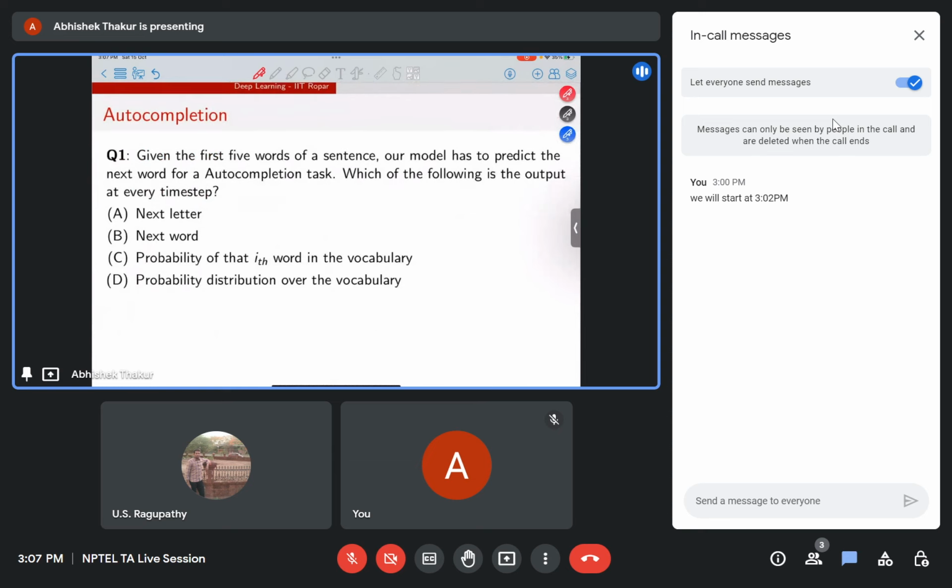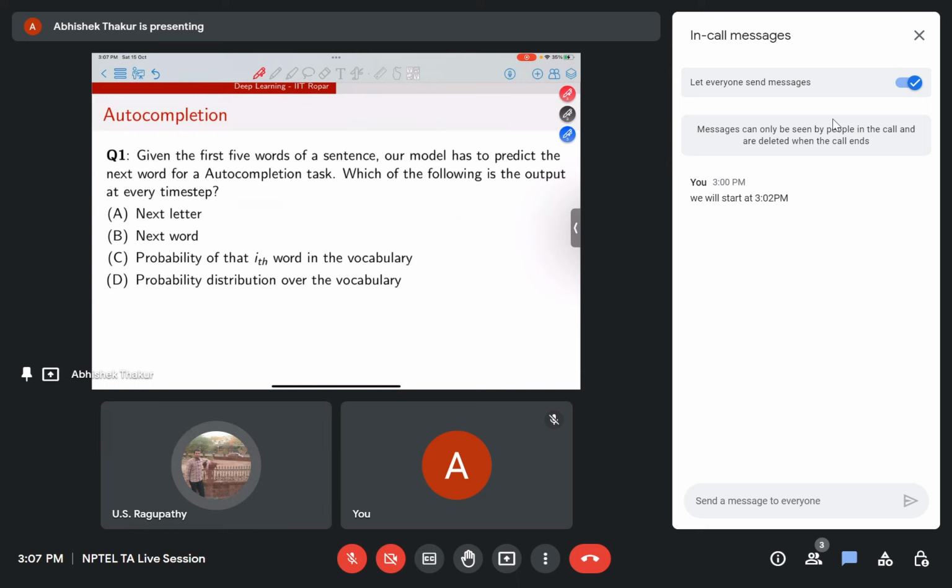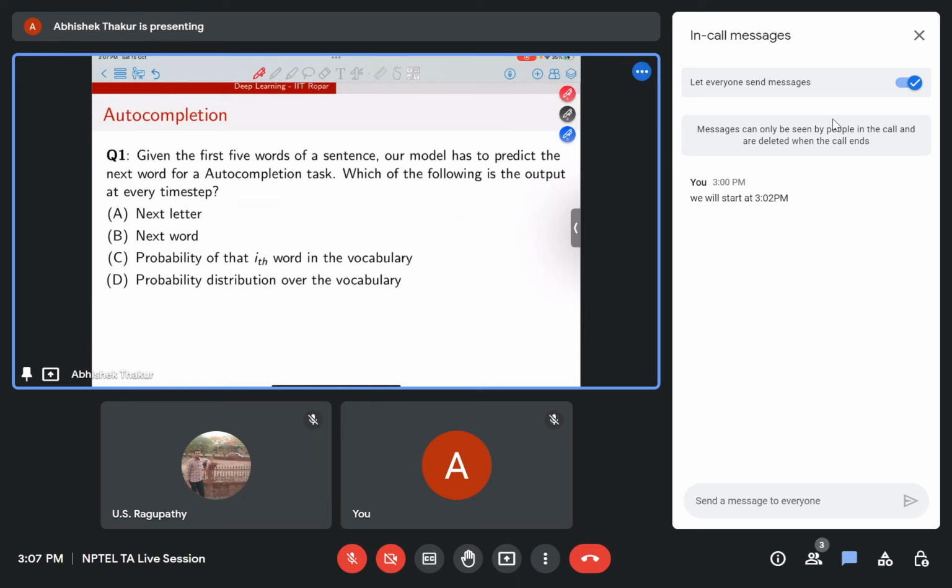We'll move on to the first question based on this auto-completion. Given the first five words of a sentence, our model has to predict the next word for an auto-completion task. Which of the following is the output at every next time step?